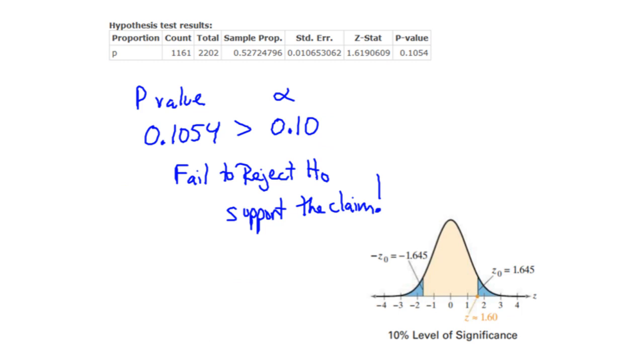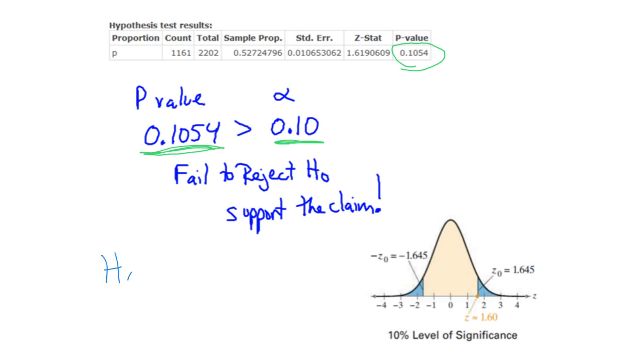Okay, so if we go ahead and put all that into proportion stat, I get a p-value of 0.1054. So I'm comparing my p-value of over 10% to my alpha of 10%. Therefore, it's greater than, and so I'm going to fail to reject the null hypothesis.